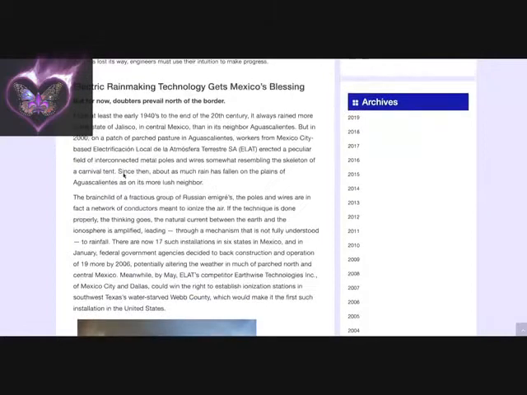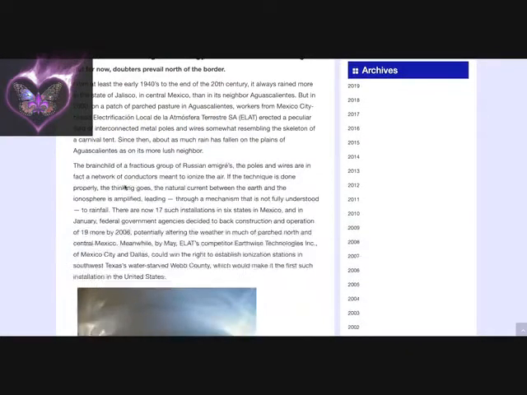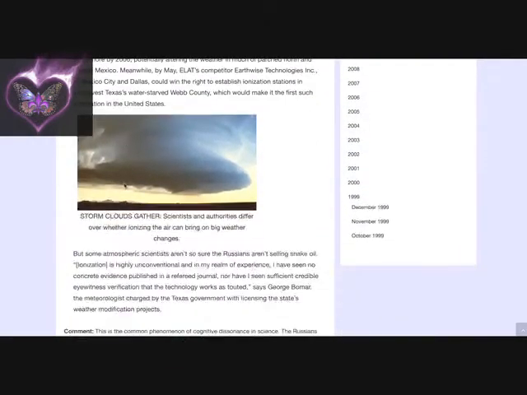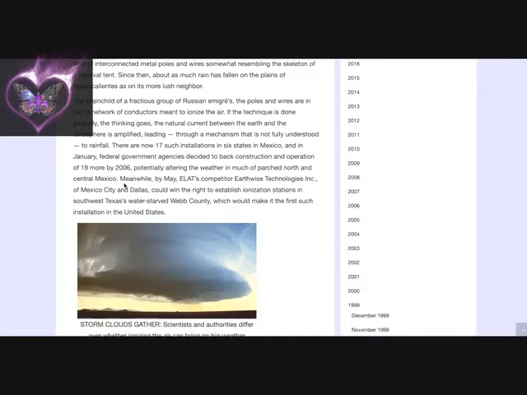But in 2000, on a patch of parched pasture in Aguascalientes, workers from Mexico City based Electrificación Local de la Atmósfera Terrestre erected a peculiar field of interconnected metal poles and wires, somewhat resembling the skeleton of a carnival tent. The brainchild of a fractious group of Russian emigres, the poles and wires are in fact a network of conductors meant to ionize the air.